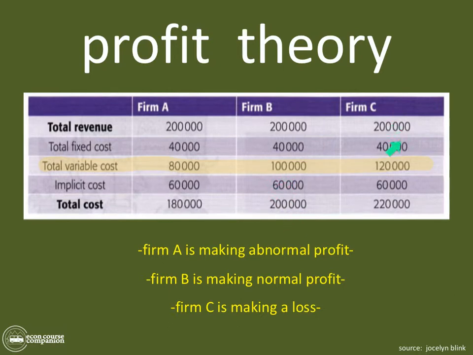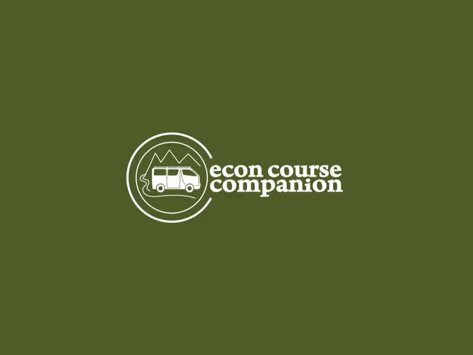Firm C has a revenue of 200 grand as well as fixed costs of 40, but their variable costs are 120 and an implicit cost of 60. So they have $20,000 more cost that they can control, the variable costs, and therefore their total costs are 220. So this firm is spending 220, but the revenue is only $200,000, and therefore firm C is making a loss. So that's the basic idea, okay? Those are the key terms applied to a very simple chart. There's more to it. Stay tuned.